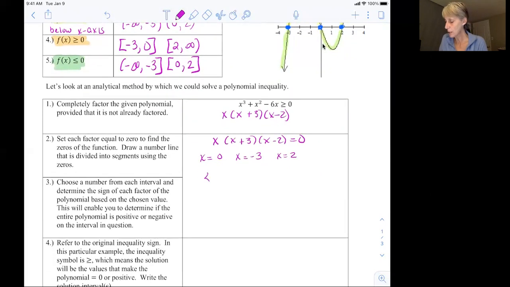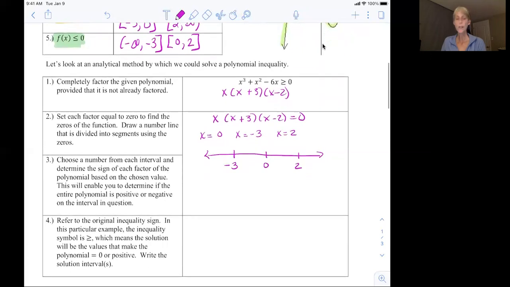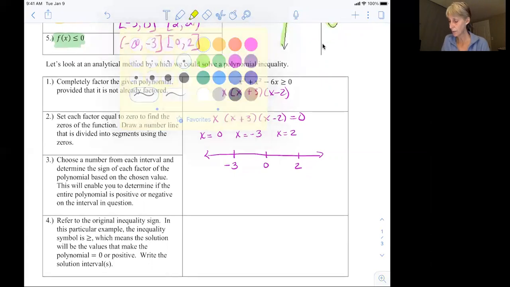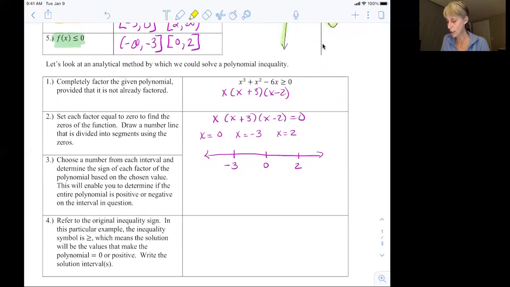Then we put these zeros, or x-intercepts, on a number line: -3, 0, and 2. Make sure you put them in order, please. Now here's the hard part, the part that's a little new to us. We want to choose a number, although we just did it with our absolute value, but now we're doing it with a polynomial. We're going to choose a number from each interval and determine the sign of each factor based on the chosen value. I call this test each interval.